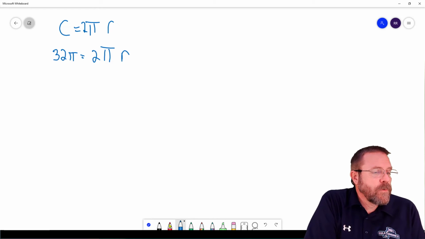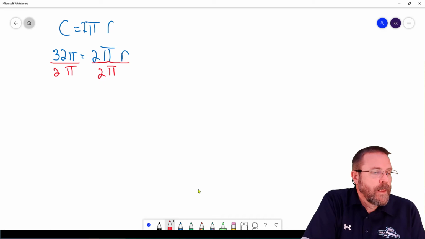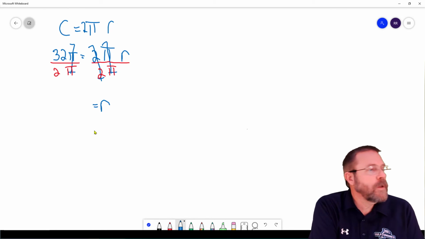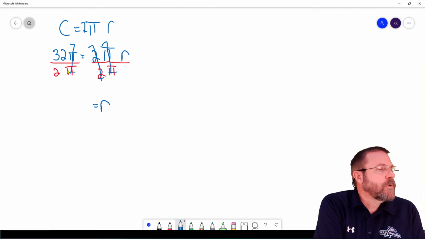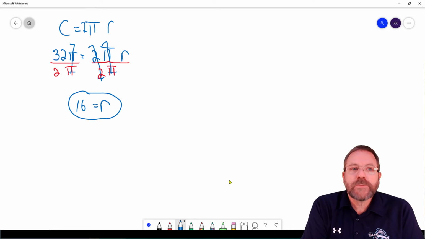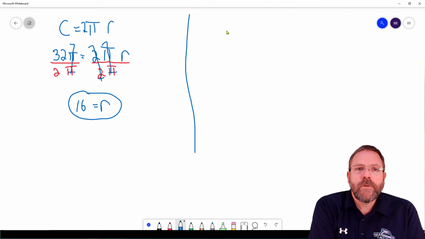I'm going to isolate the variable r by dividing its friends, 2 and pi, on both sides. When I do that, pi divided by pi is 1, 2 divided by 2 is 1 on the right, and 1 times r is just going to leave me r for the radius. On the left-hand side, 32 divided by 2 is going to give me 16. So now I have my radius of 16, which I'm going to circle, not because it's the answer, but because it is an important sub-answer.